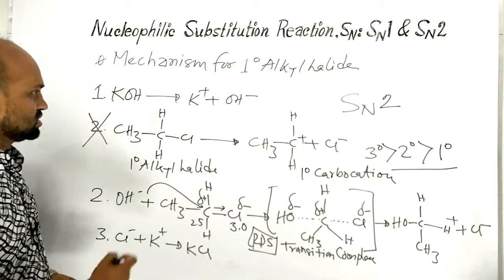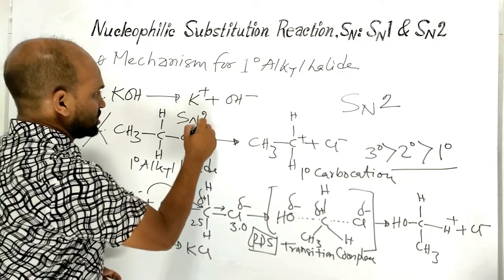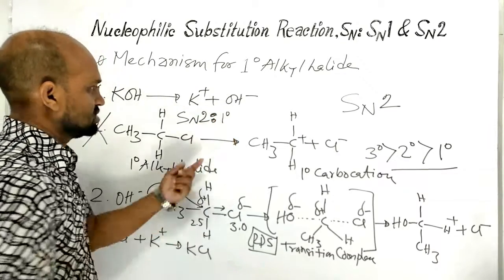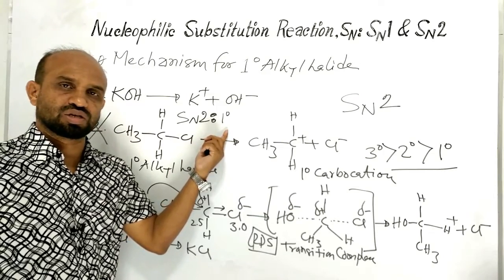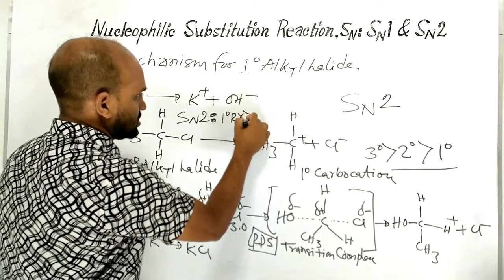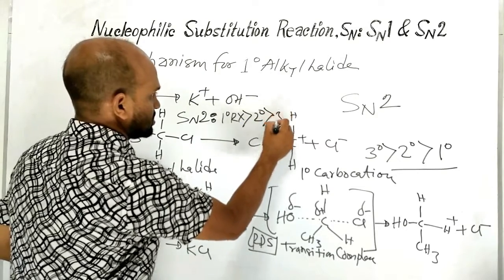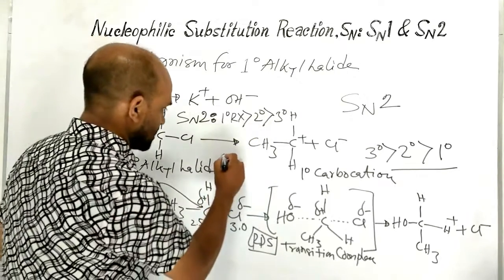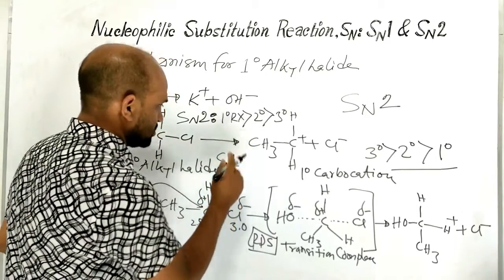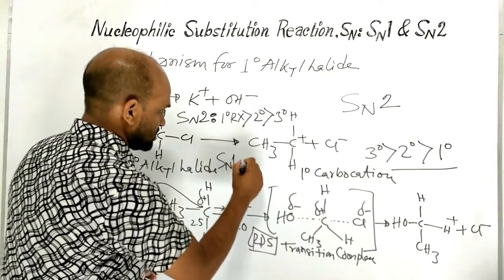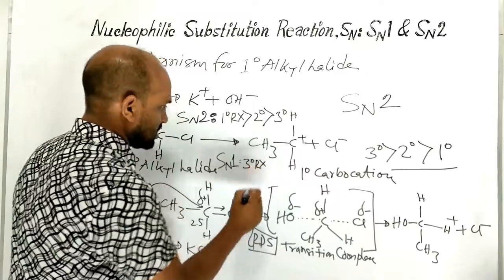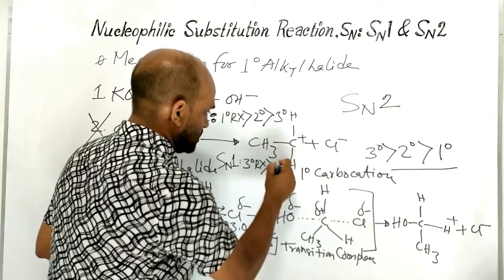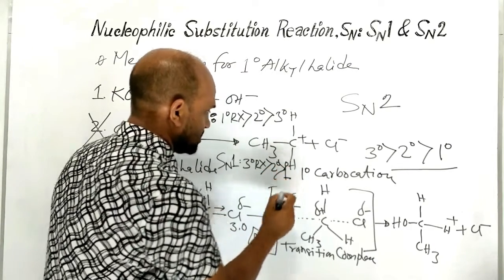That is, SN2 reaction, 1 degree alkyl halide undergoes SN2 reaction properly, then 2 degree, then 3 degree alkyl halide. For SN1 we can write, we learned that 3 degree alkyl halide undergoes SN1 reaction properly, then 2 degree, and then 1 degree alkyl halide.